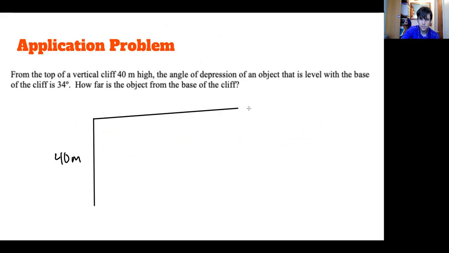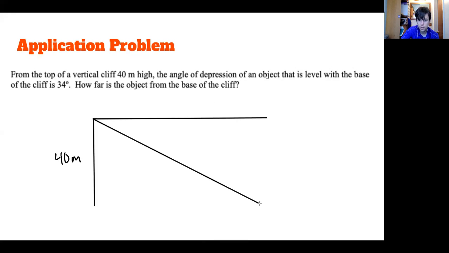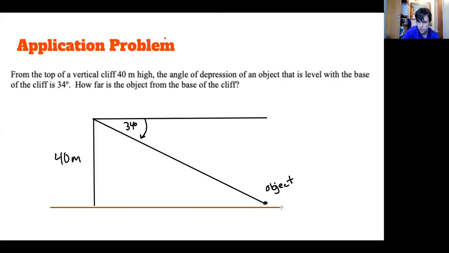So instead of looking horizontal, remember this is our horizontal, we are looking at an angle of depression, 34 degrees. Right, the angle of depression is relative to horizontal. We have to look down 34 degrees to some sort of an object down here. We don't know what it is, something. And that object is on a level with the base of the cliff, so the ground, so to speak. All right, so we have this nice right triangle right here.